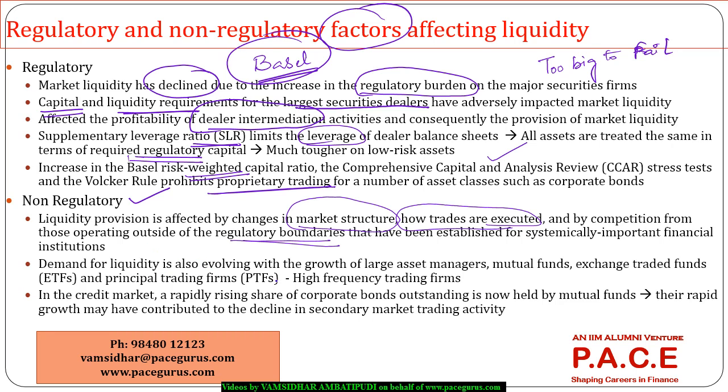So the demand for liquidity, one, because of a good number of large asset managers coming up. So there are a huge number of funds that are doing buying and selling processes. So there is a need for liquidity that is growing by leaps and bounds. There are a huge number of mutual funds coming up, exchange traded funds coming up, principal trading firms coming up, high frequency trading firms are there, because of which there is a huge demand for liquidity.